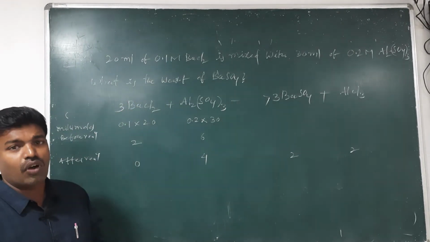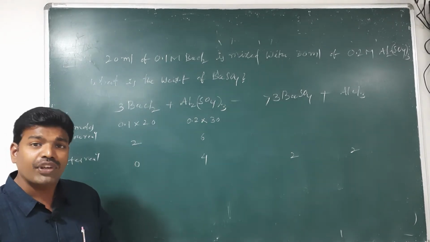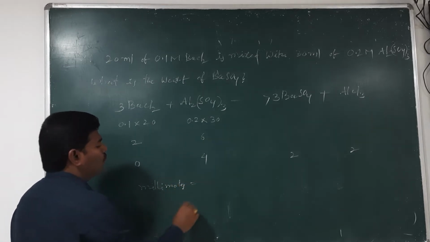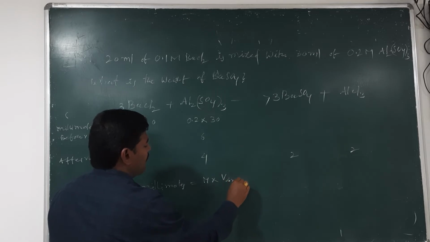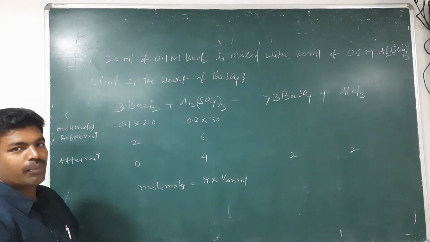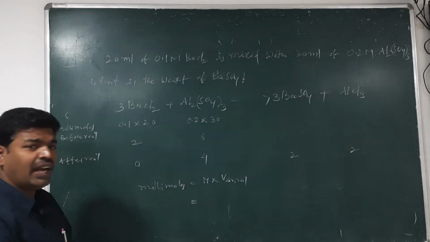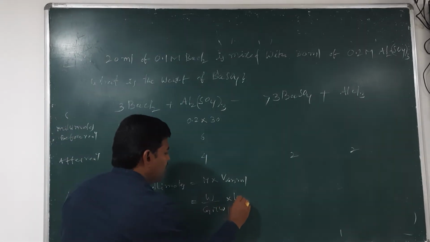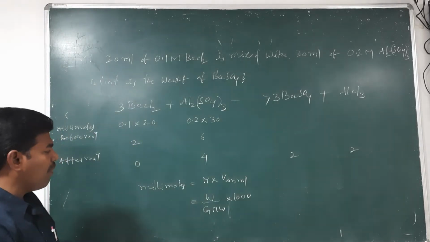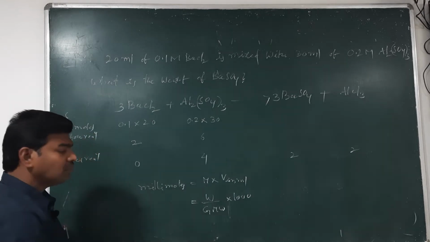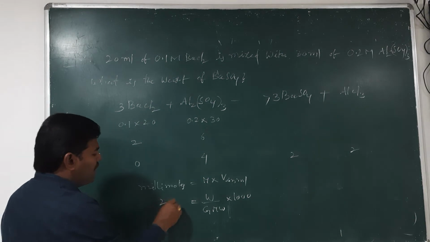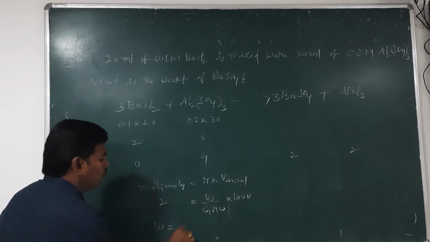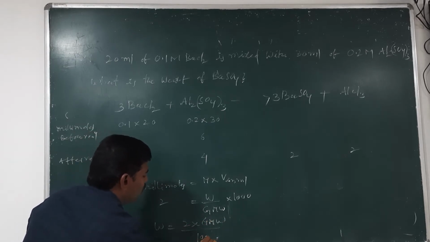What did they ask? What is the weight of barium sulphate? How can we get the weight? We know the millimoles, and we know the formula: millimoles is equal to molarity into volume in ml, and molarity means weight by gram molecular weight into 1000 by volume. We got 2 millimoles, so 2 millimoles equals weight by gram molecular weight into 1000, then weight equals 2 into gram molecular weight by 1000.